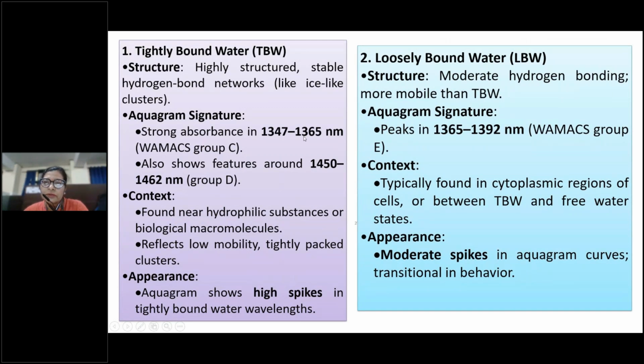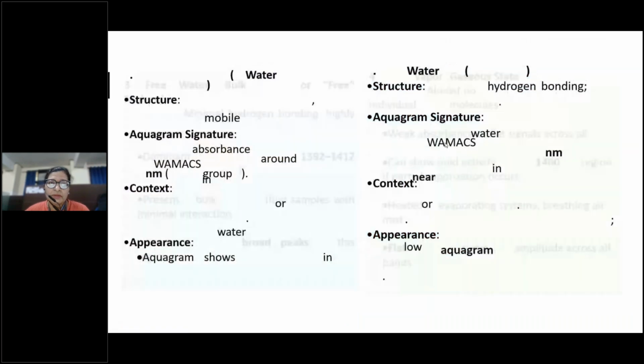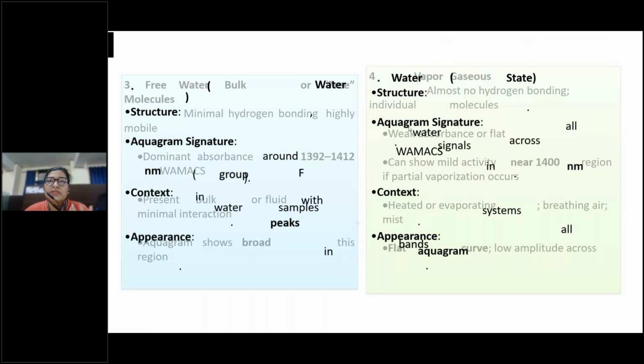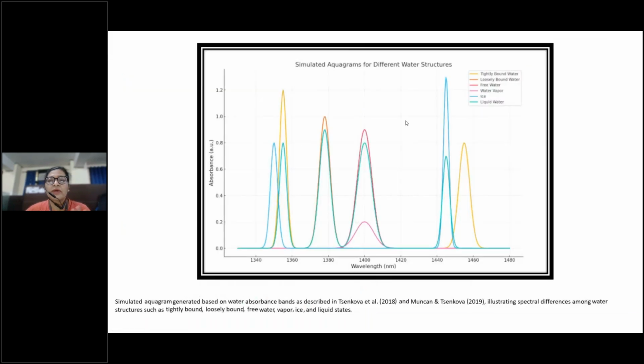If you further go, you have loosely bound. The third one is normal water, so it is lying in this range. Then you have water vapors, then you have liquid, and then you have ice. Let's have this image as a combined one. So we have tightly bound waters here. Then you have loosely bound water, then free water, then vapor.